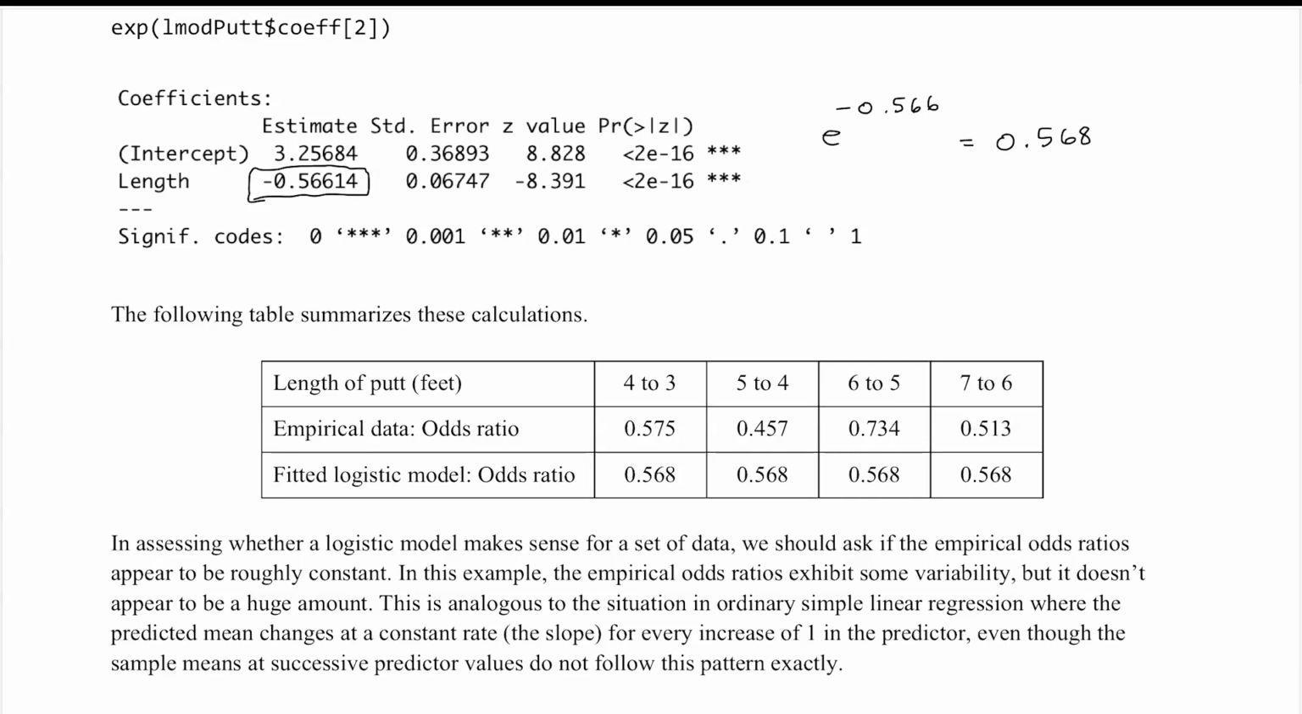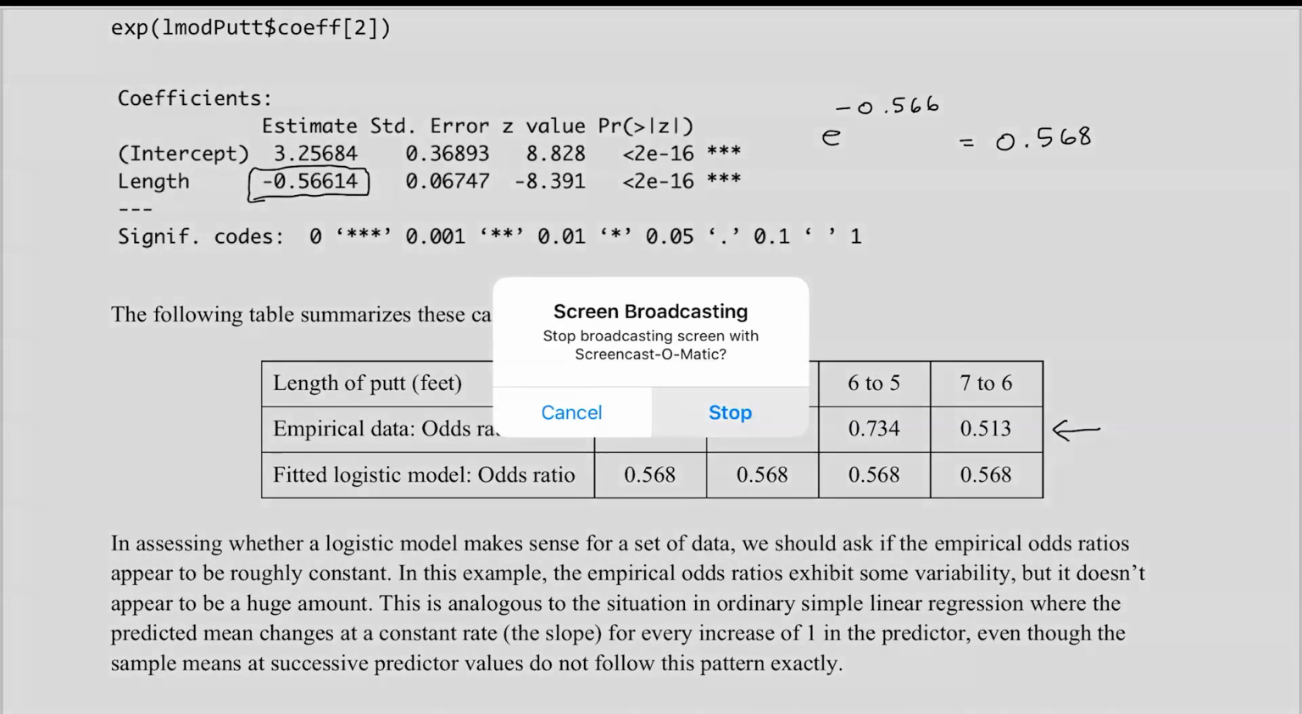So one of the things that we can do when we're trying to figure out whether a logistic model makes sense is to ask ourselves whether it makes sense for the empirical odds ratios. Do they seem to be roughly constant? And in this case, they're not exactly constant. There is some variability there, but it's not a huge amount of variability. And that's just like when you're doing simple linear regression and you have a constant slope in your model equation, but in fact, every time you increase the predictor by 1 and you look at the sample means, they don't necessarily change by that same exact constant rate.